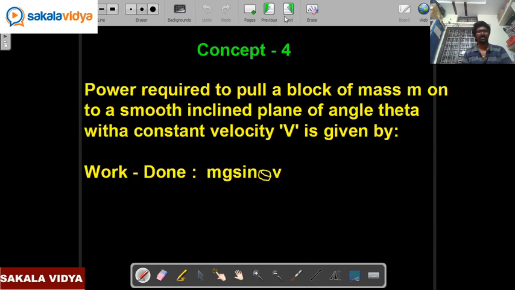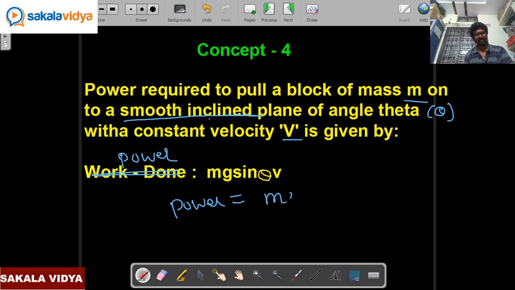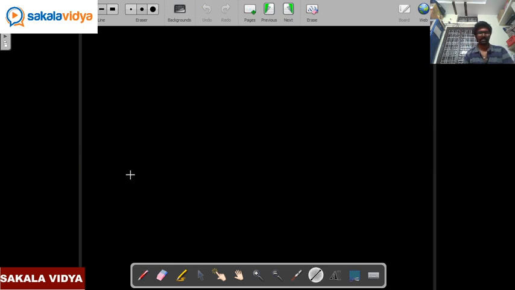Chalo, next concept. The power required to pull a block of mass m on a smooth inclined plane, remember this word, smooth inclined plane, where the angle is theta, with a constant velocity of v. So this is not work done, this is power. So power is equal to mg sin theta into v. So what is given here? A block is given.